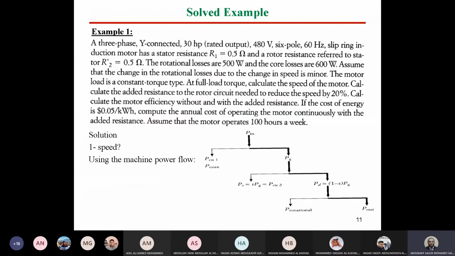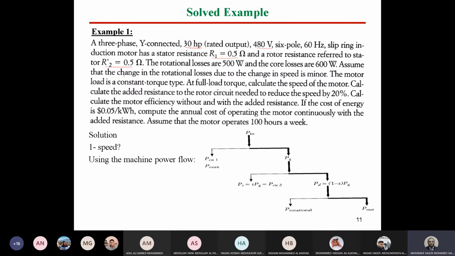So we discussed, Shabab, the added resistance. Let's continue solving our example here. We have a 3-phase star connected 30 horsepower, this is the output rated power, 480 volts, this is a line-to-line supply voltage, 6 poles, 60 hertz slip ring induction motor. It has a stator resistance R1 given, 0.5. Rotor resistance referred to stator, R2, is given. Rotational loss is 500. Core loss is 600.